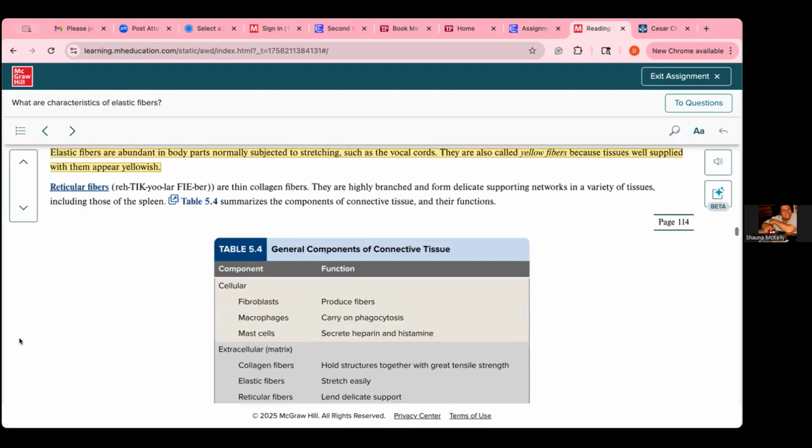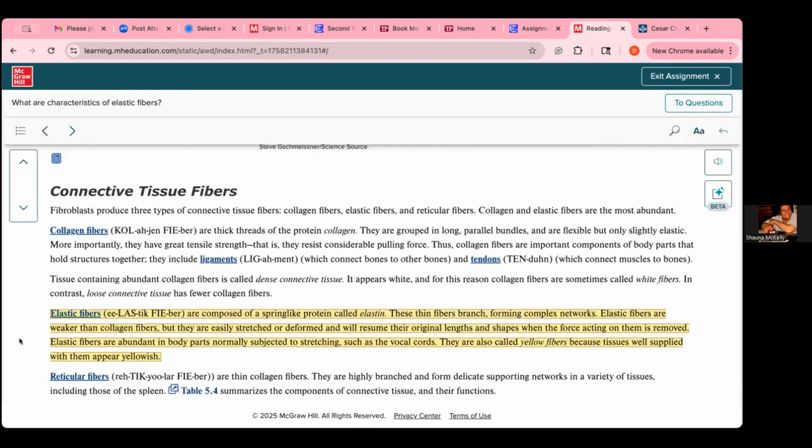Okay, whoa. Slow, go back. Elastic fibers are composed of a spring-like protein called elastin. These thin fibers branch, forming complex networks. Elastic fibers are weaker than collagen fibers, so that's one of the things on your list, but they are easily stretched and deformed and will resume their original length and shapes when the force acting on them is removed.